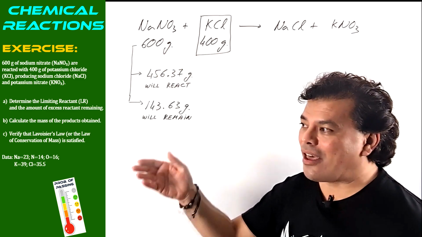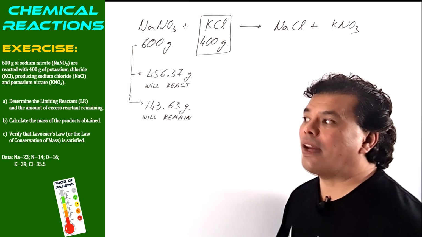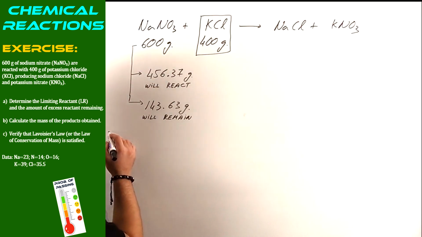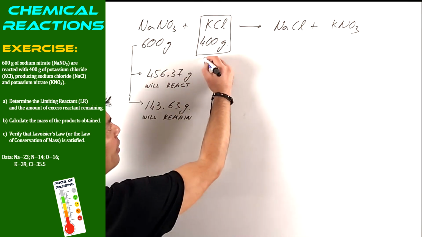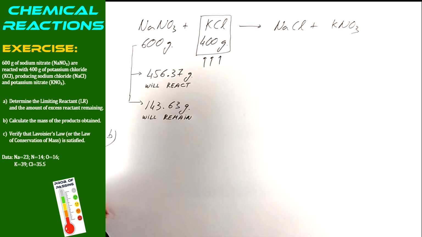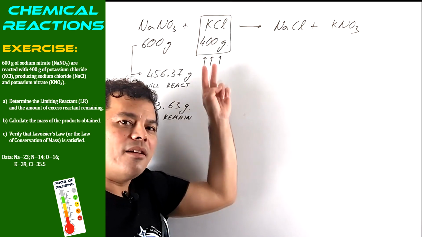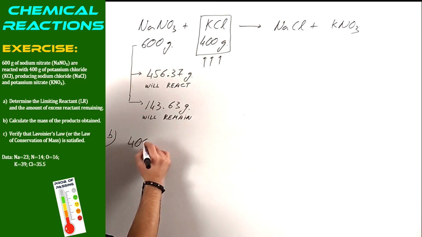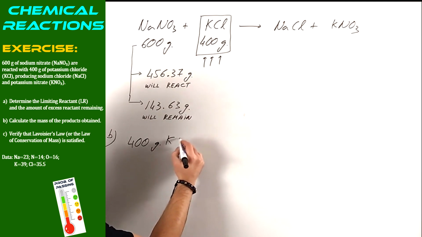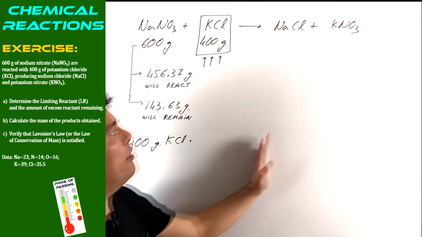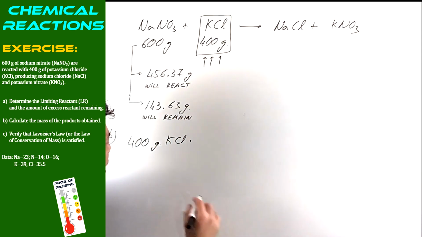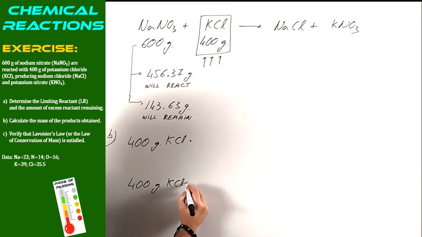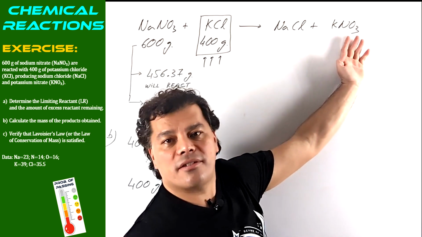And now it's time to calculate section B, calculate the mass of the products obtained. And now we are doing this calculation using the limiting reactant. So that's why it's very important to obtain which one is the limiting reactant. We are using two trains of conversion factors, 400 grams of potassium chloride in order to calculate the grams of sodium chloride, and another train, 400 grams of potassium chloride in order to calculate the grams of potassium nitrate.